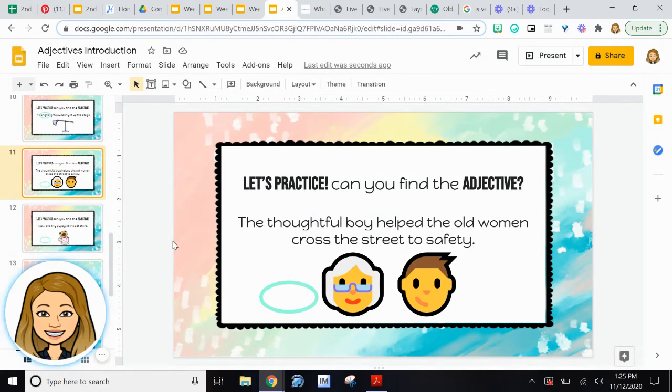Let's try another one. The thoughtful boy helped the old woman cross the street to safety. I think I see a few different adjectives in this sentence. I'm going to look for the nouns this time. I see the noun boy, woman, and street. I'm not seeing anything to describe the street, but I am seeing a word to describe the woman. The describing word they use is old. The woman was old.